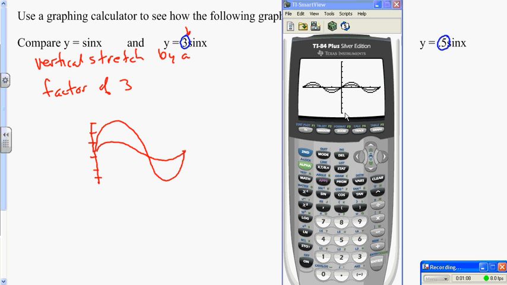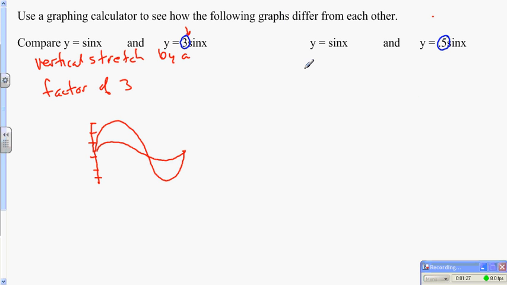Okay. Now, it's been squished. Notice the period in either case has not been affected. It's just that the peaks and valleys have become either enlarged or made smaller. So this is getting closer to the origin. It doesn't go as high, it doesn't go as low. So this one would also be considered a vertical stretch.